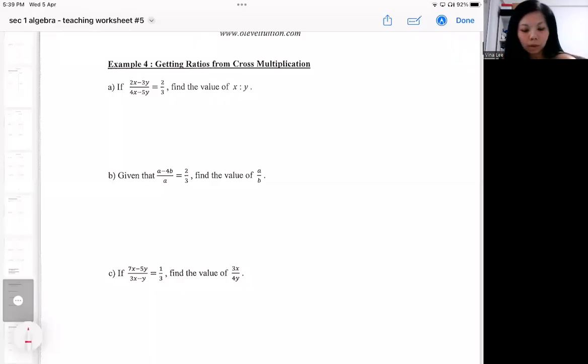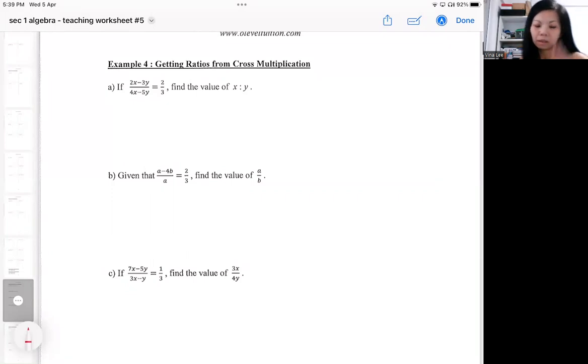So in this example, I'm going to show you the type of question that is usually tested from cross multiplication. By now, you've already gotten some practice on cross multiplication. During exams, not just for Sec 1, in fact for Sec 2, Sec 3, or Sec 4 exams, one of the common things they will ask is getting ratios from cross multiplication.